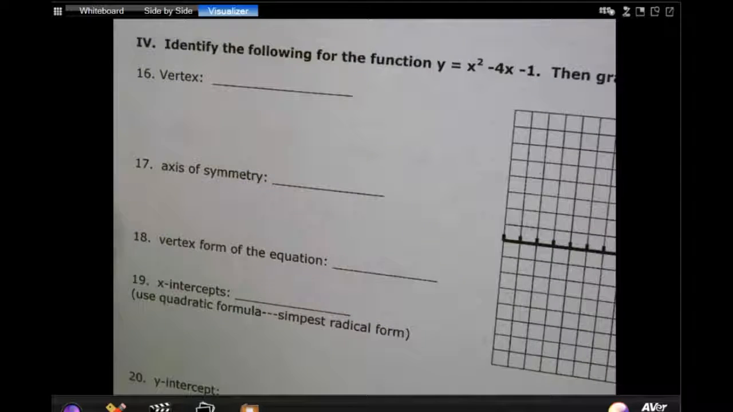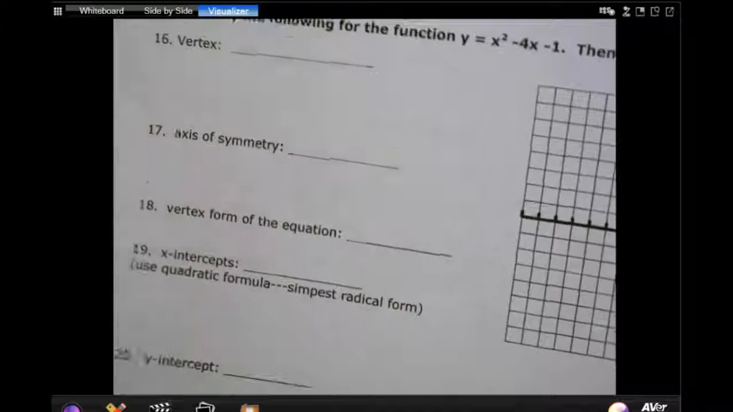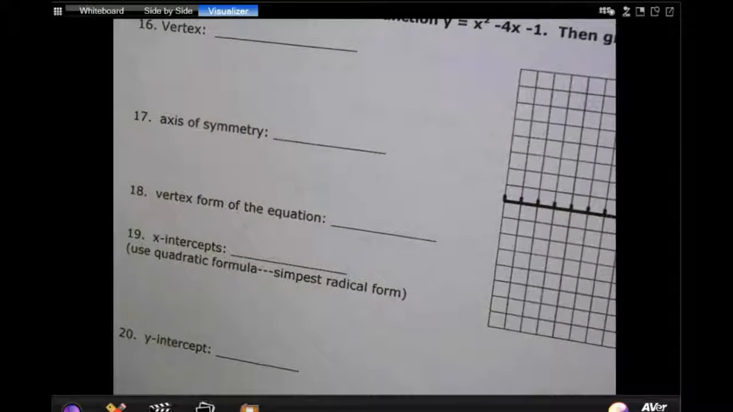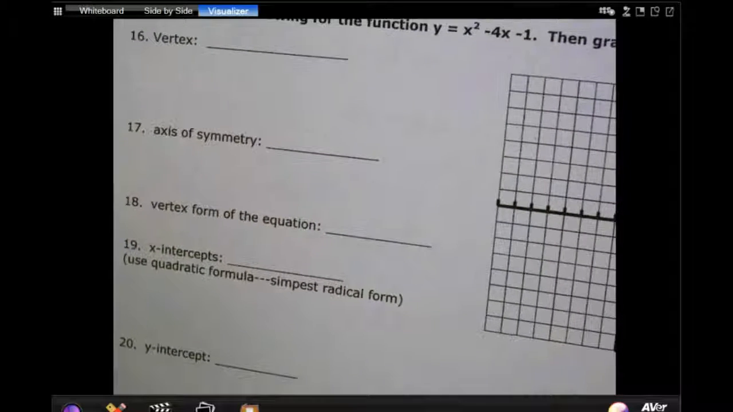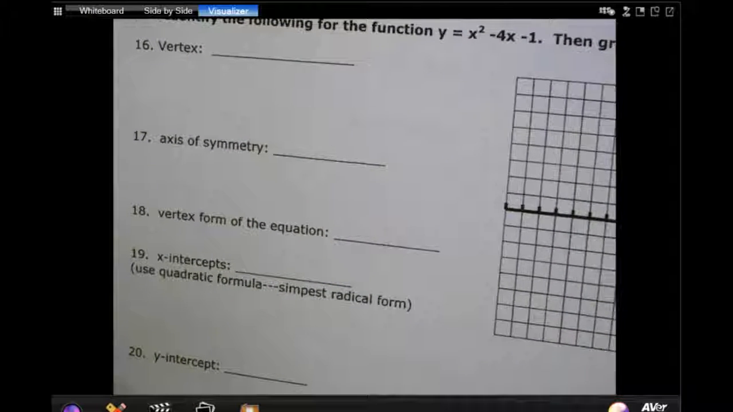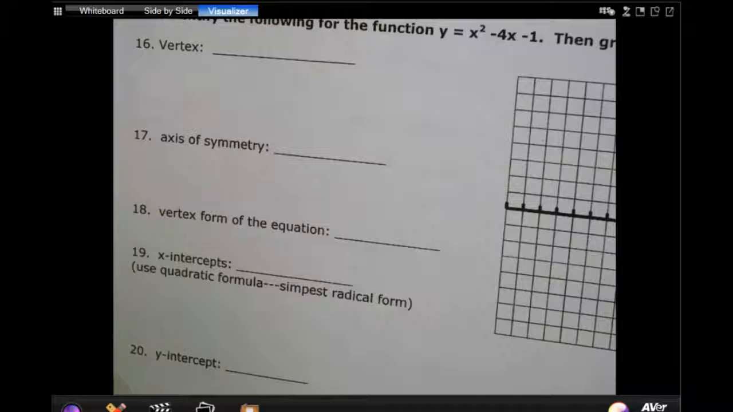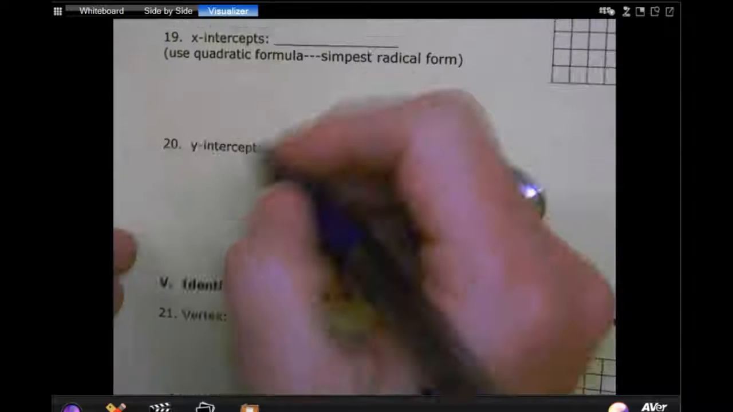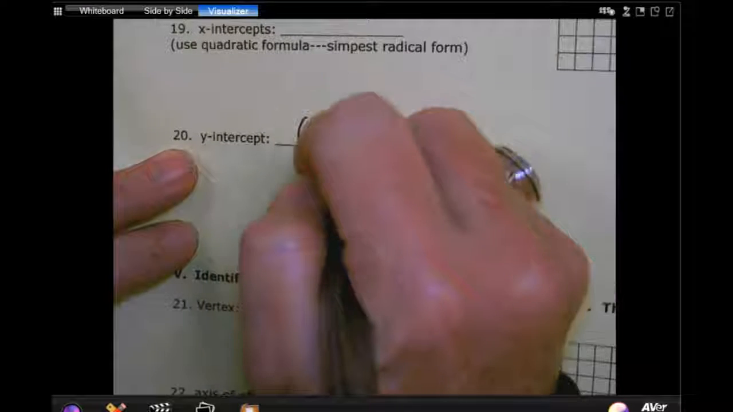So I'm on the back. I'm starting with number 16, the graph one. So first of all, what form am I given here? Standard. So right off the bat on standard form, what can I get? The y-intercept. What's the y-intercept? So that's this question right here, 0, negative 1.